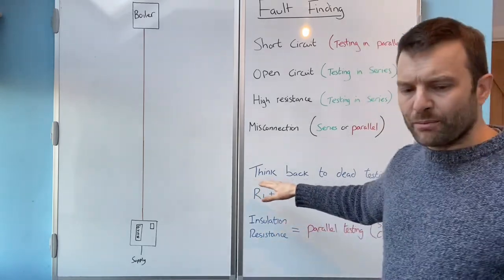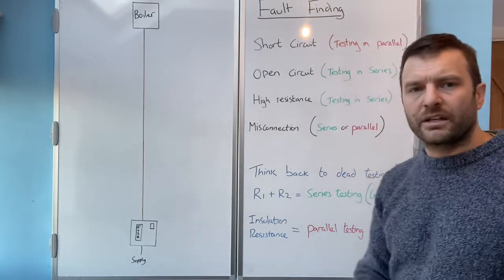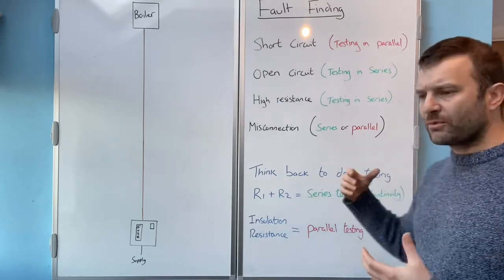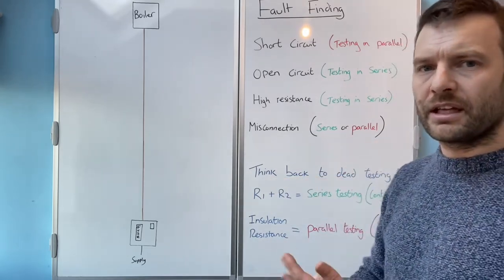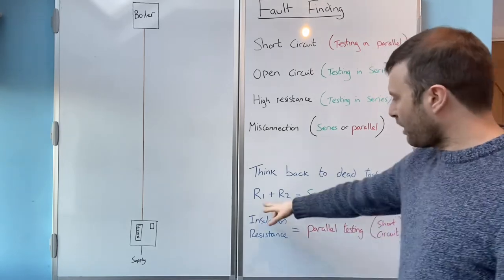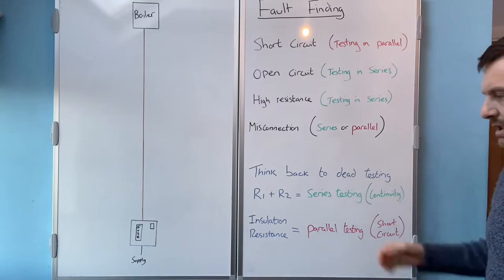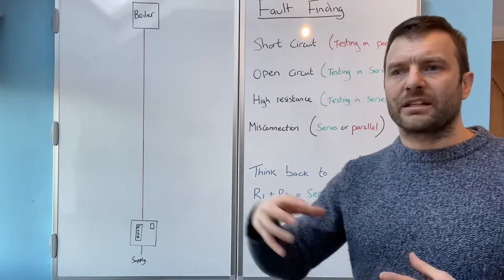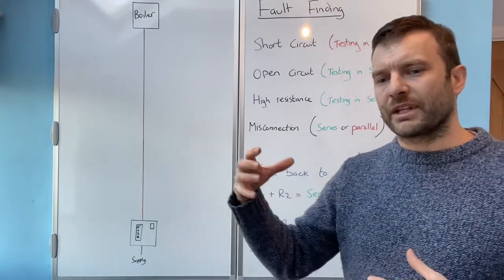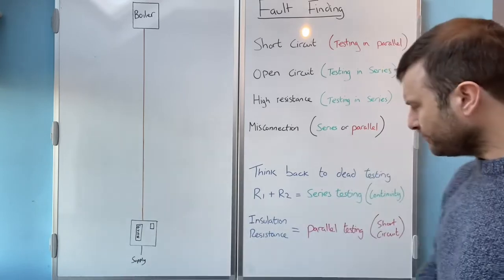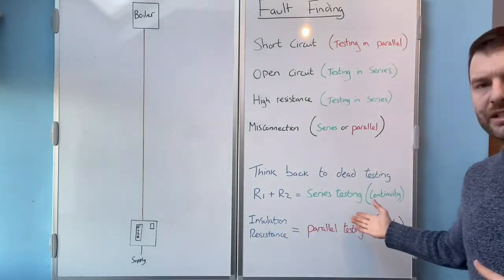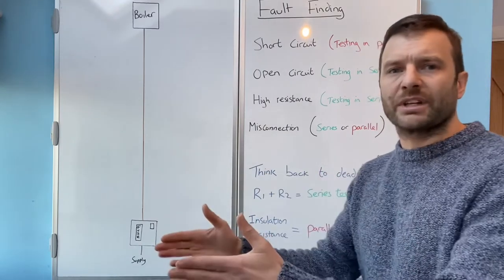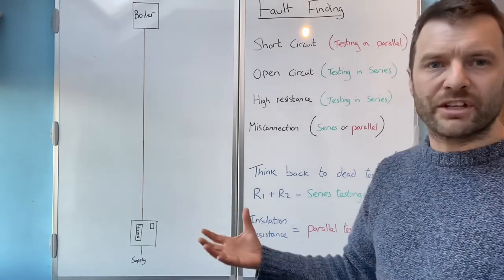I've then put a note here that you may want to think back to dead testing, okay? Because a lot of people get confused when it comes to fault finding. When you do your R1, R2 testing, you're testing in series. You're testing for continuity. So R1 plus R2, series testing, continuity. When you're doing your insulation resistance, and again, we do this before we put anything into service, before we let electricity run down the cables for the first time, we're checking for fault. So when we do insulation resistance, we're testing in parallel, okay? We're testing for short circuits. In that instance, we're putting voltage down the cables and any continuity in between will register as a fault.